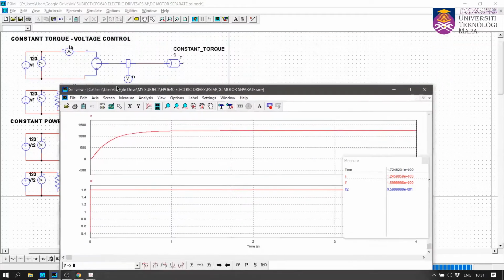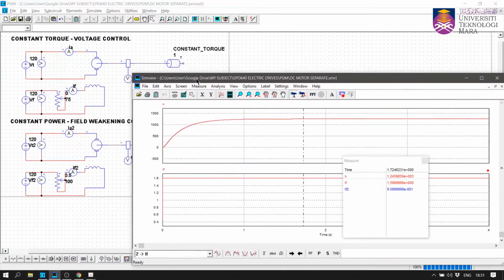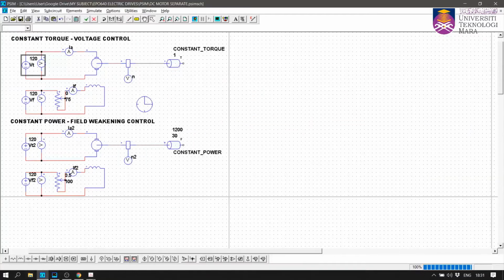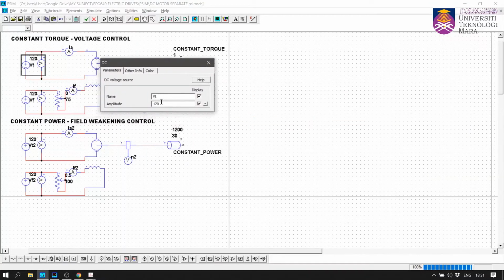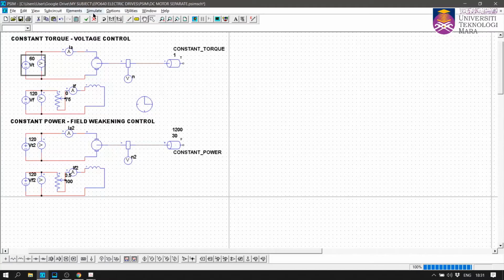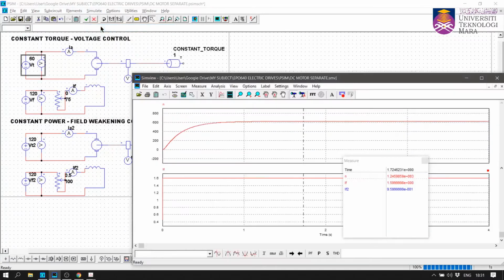So we just looked into the constant torque operation. This is the operation at 120 volts. So what if I reduce this terminal voltage? Now it is 120. I'm going to reduce that to 60 volts. Run the simulation again. Now I get roughly about 620 RPM, which is about half of the 1200 RPM just now.